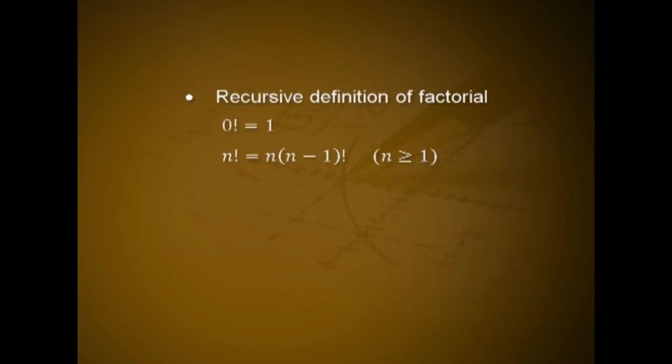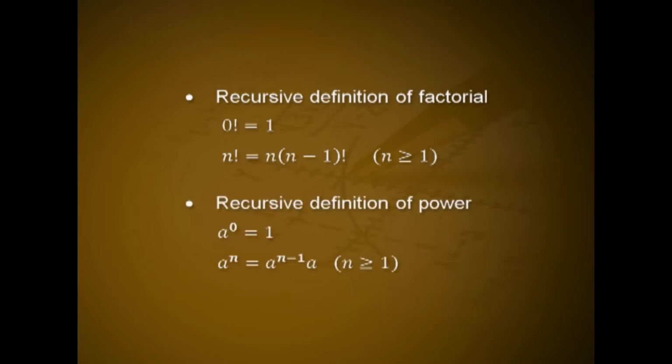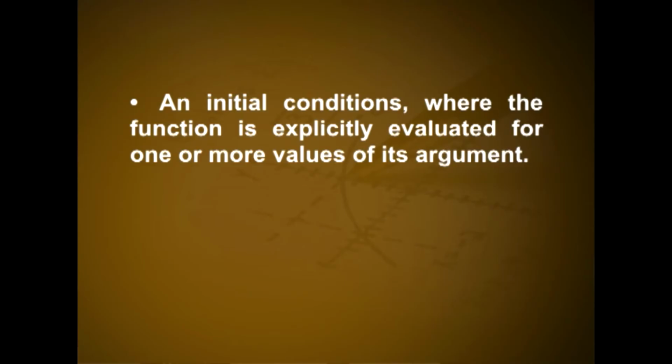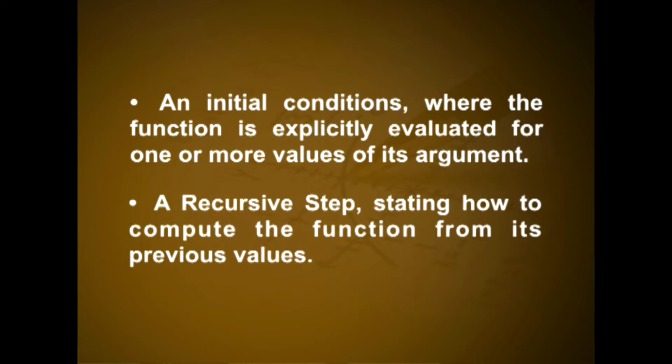Other examples: recursive definition of factorial, that is 0 factorial is equal to 1. n factorial is equal to n times (n minus 1) factorial for n greater than or equal to 1. Another example: recursive definition of power. a raised to 0 is equal to 1. a raised to n is equal to a raised to n minus 1 times a for n greater than or equal to 1. In all these examples, we have initial conditions where the function is explicitly evaluated for one or more values of its argument, and a recursive step stating how to compute the function from its previous values.